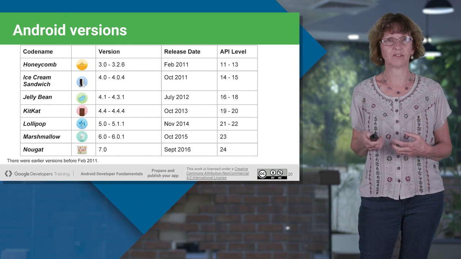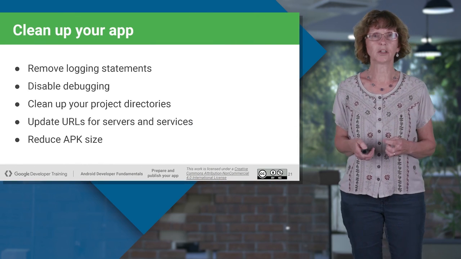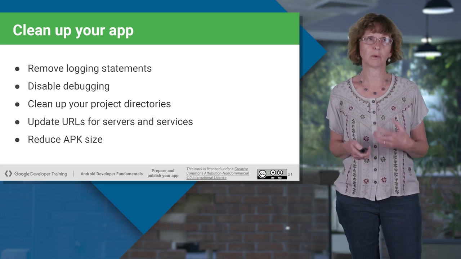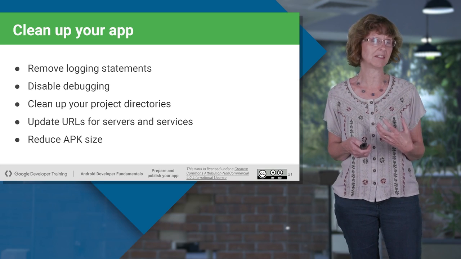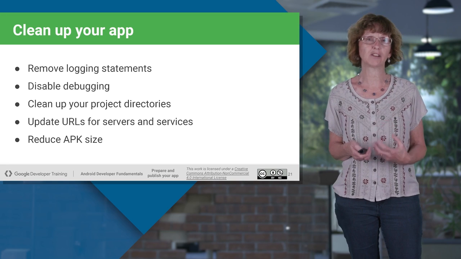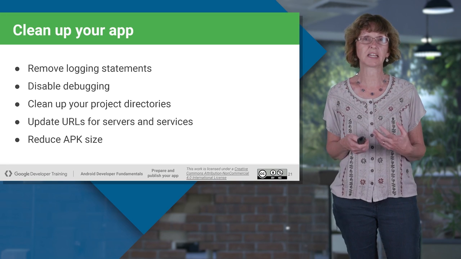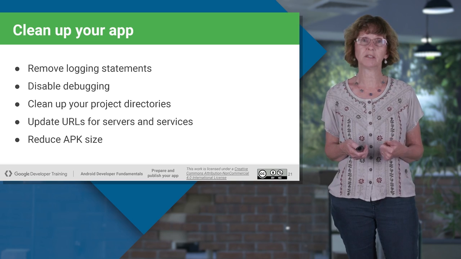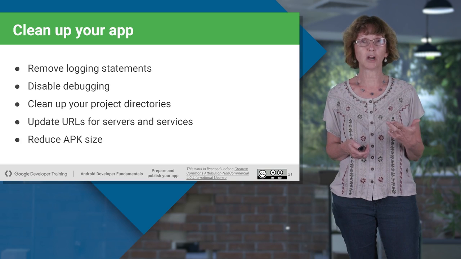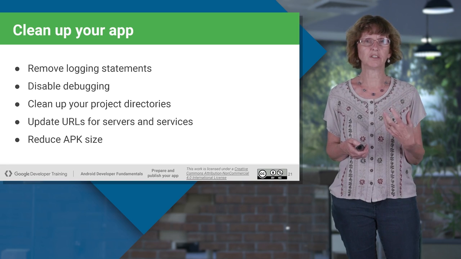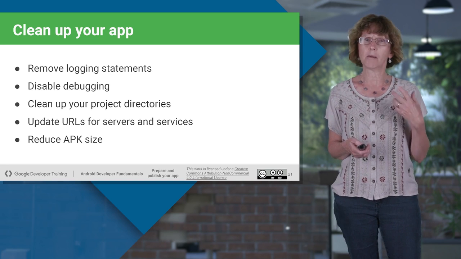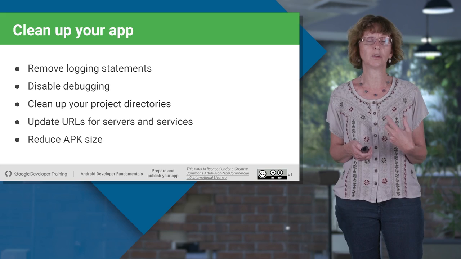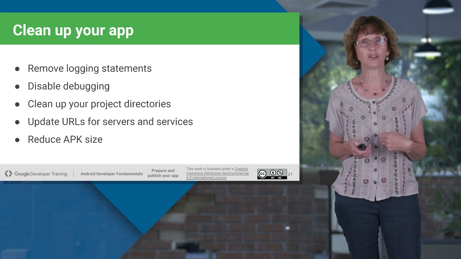And this is just looking at the different Android versions. So I need to talk about cleaning up your app. This is something you have to do to get your app ready for launch. It's one of those slightly tedious, slightly boring things, not the most fun thing to do. It's like cleaning the house, but you've got to get rid of the clutter and make your app as clean and as streamlined as possible. And these are the things that you need to do. You need to remove the logging statements, disable debugging, clean up your project directories. If your app uses URLs connecting to a web service or something, make sure those URLs are live and real and that they're not pointing to some dummy URL that you used for testing purposes. And then you need to reduce your APK size.